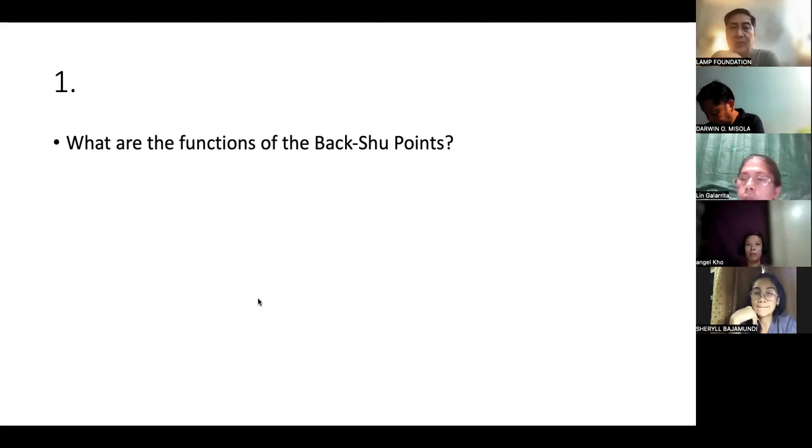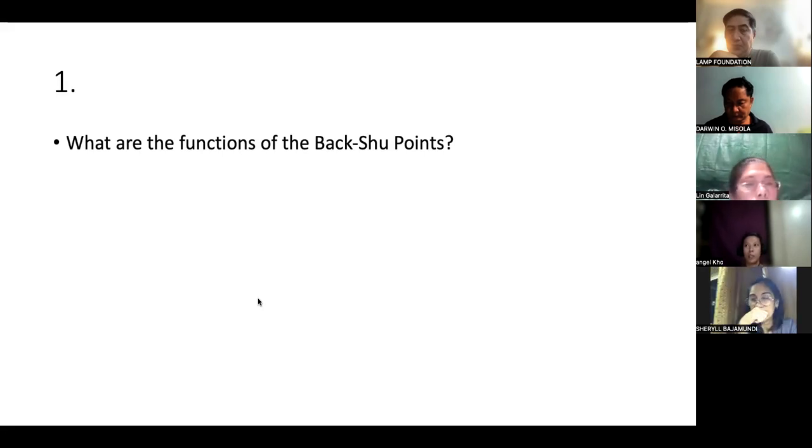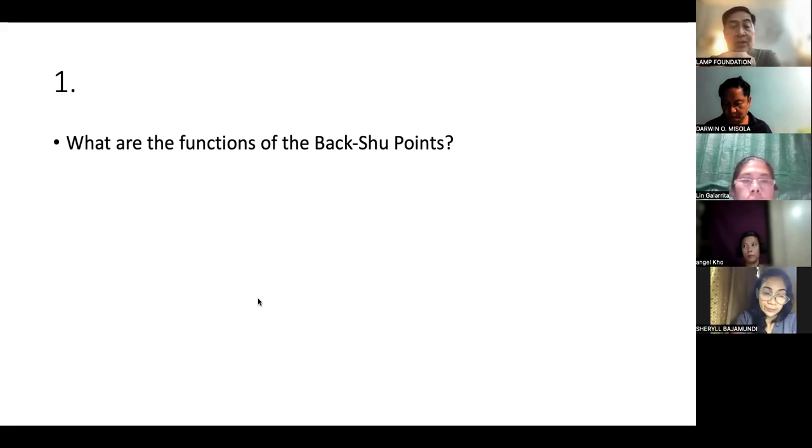The Back-Shu is to regulate the flow and movement of qi from a region towards the heart. The Back-Shu is also used for chronic diseases. Okay. What does shu mean? Transport, right? So we each have our own Back-Shu.